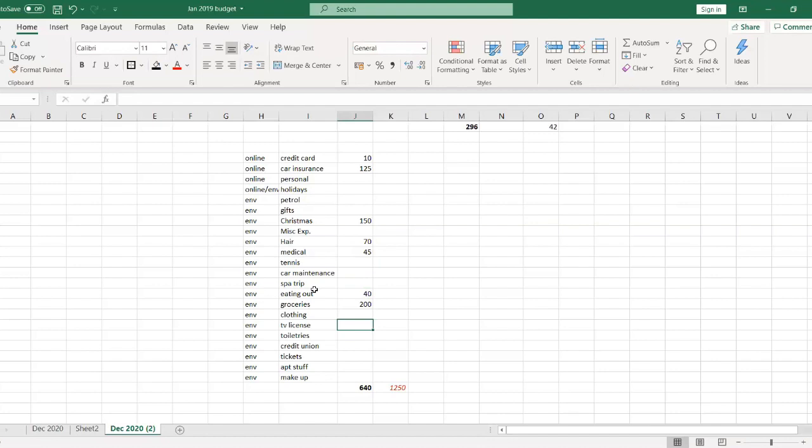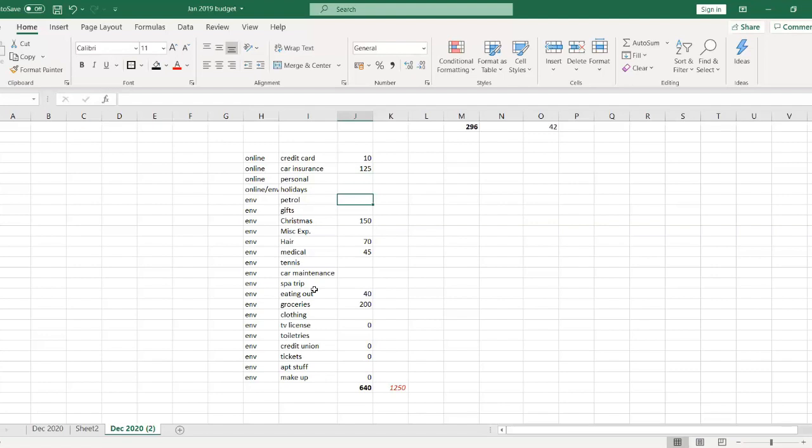Then other easy categories that I can get rid of: TV license, I have fully funded at the moment, so that gets a 0. Credit union, I'm not stuffing at the moment. Tips, I'm not stuffing at the moment. And makeup, I have some money left in my envelope, so I'm not doing anything there. So then the rest of them, I really just sort of put in figures. Oh, apart from petrol and gifts, sorry, I should have done these.